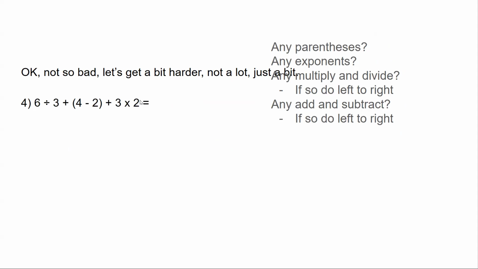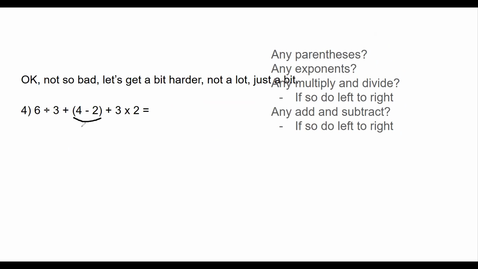All right, so if you have this, any parentheses, yes. So you do this first, and I'll put a little scoop underneath, and that gives me 2. All right, any exponents? No. Any multiplying and dividing? Yes. So I do this first, and then this next. 6 divided by 3 is 2. 3 times 2 is 6. And then I keep the adding here, so I don't forget about it. All right, any adding, subtracting? If so, do left to right. Yeah, so you just go in order. Now, since it's all adding, you can do out of order. But 2 plus 2 is 4, plus 6 is 10. And there you have it.